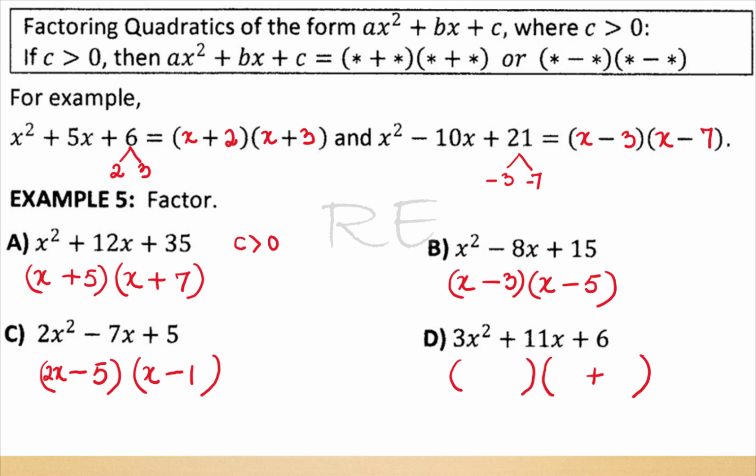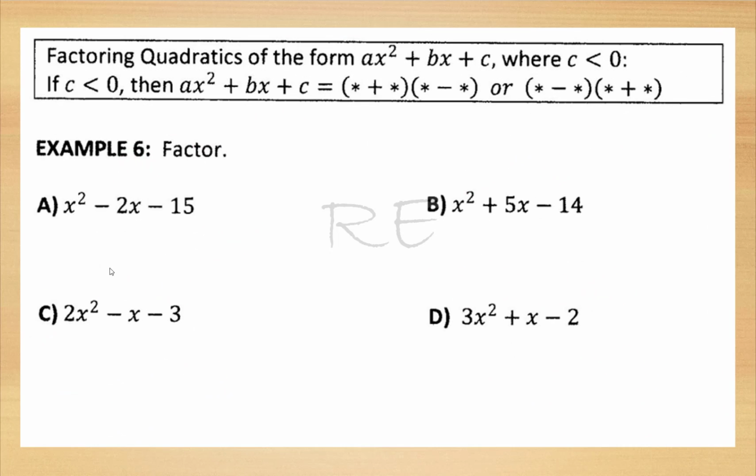The product is positive, the sum is positive, so both signs are positive. 3x squared is 3x times x. Well, 6 can be 3 times 2 and 6 times 1. We need an 11, so it's going to be 3 and 2. So 3 will be associated with 3x and 2 will be associated with x.